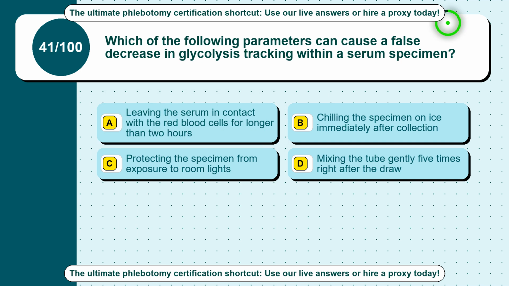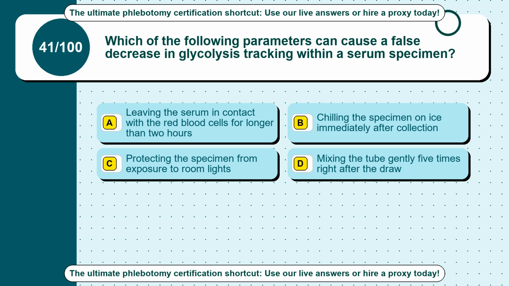Which of the following parameters can cause a false decrease in glycolysis tracking within a serum specimen? Option A. Leaving the serum in contact with the red blood cells for longer than 2 hours. Option B. Chilling the specimen on ice immediately after collection. Option C. Protecting the specimen from exposure to room lights. Option D. Mixing the tube gently 5 times right after the draw.